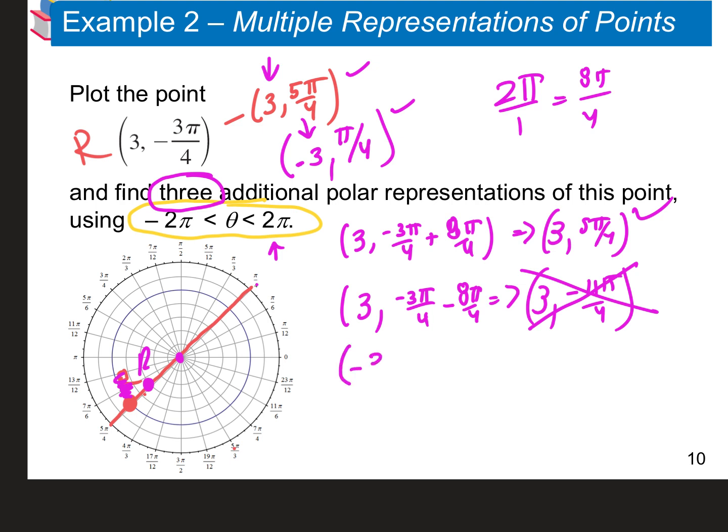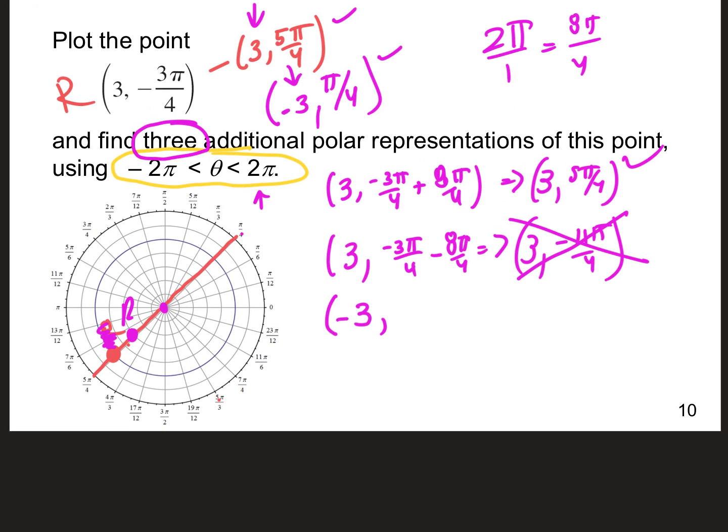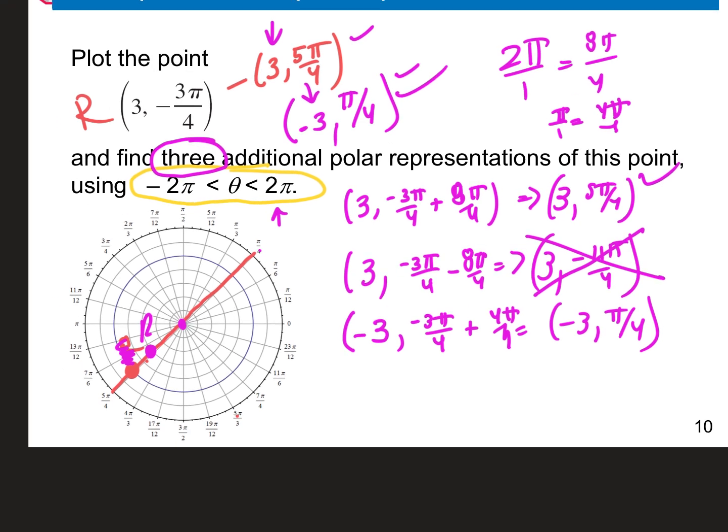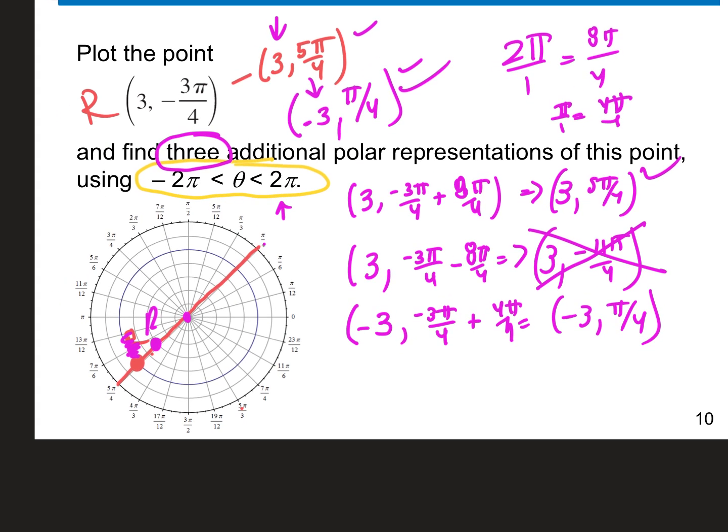We can't use it. So now I'm going to say, all right, well, let me change my r value to negative. And then I'm going to add and subtract just 1 pi. I'm only going halfway around the circle instead of the whole way around. So I'm going to say negative 3, pi over 4 plus, well, if I have 1 pi, if I change that to fourths, it's 4 pi over 4. This is going to give me negative 3 comma pi over 4. Oh, look, we already figured that one out.